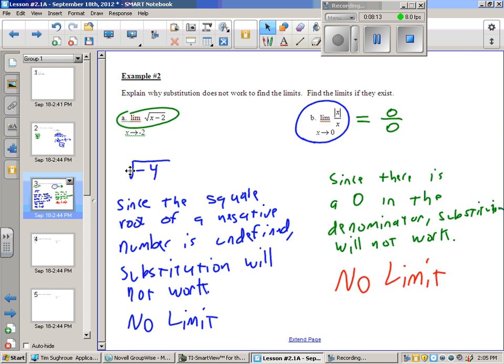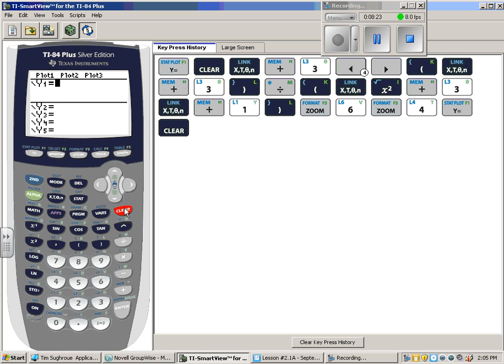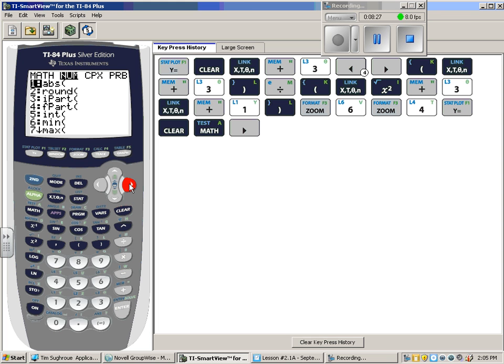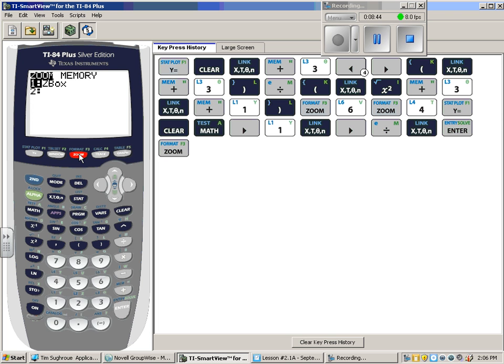If we take a look at the graph of this particular situation, y equals, we'll clear this out. We're going to go math over to the number, ABS of x, cursor to the right, divided by x. Hit enter. And we're going to go zoom 4 for zoom decimal.